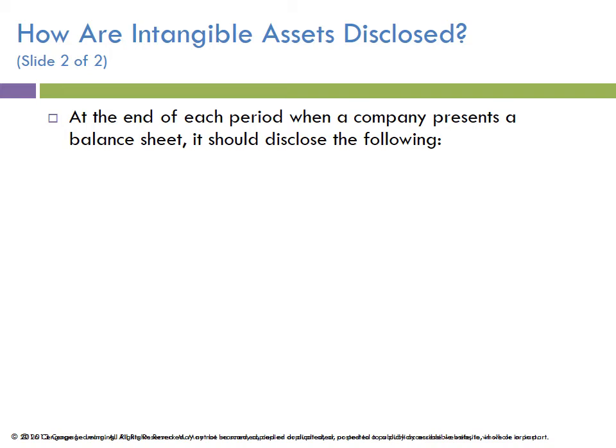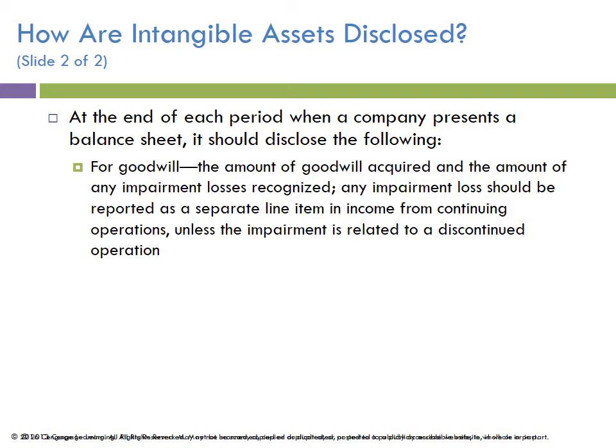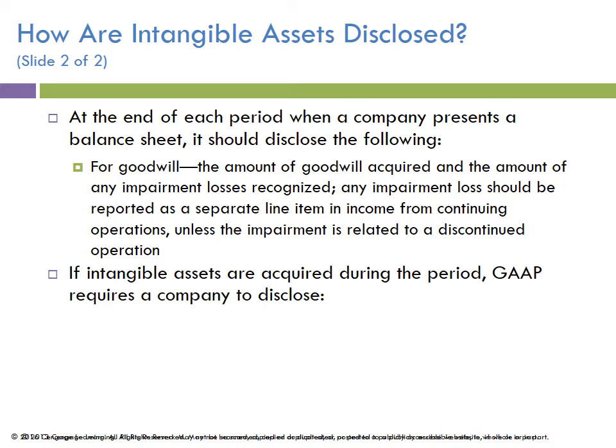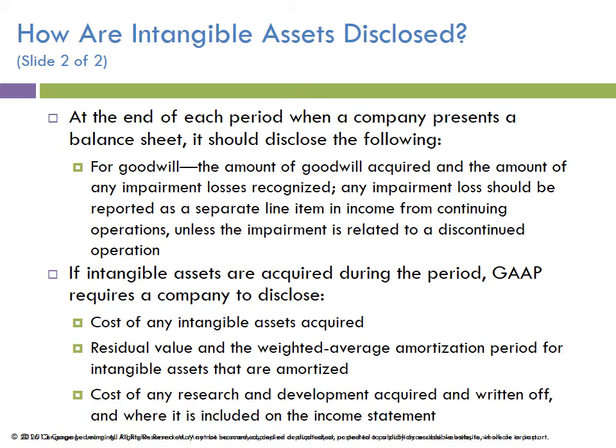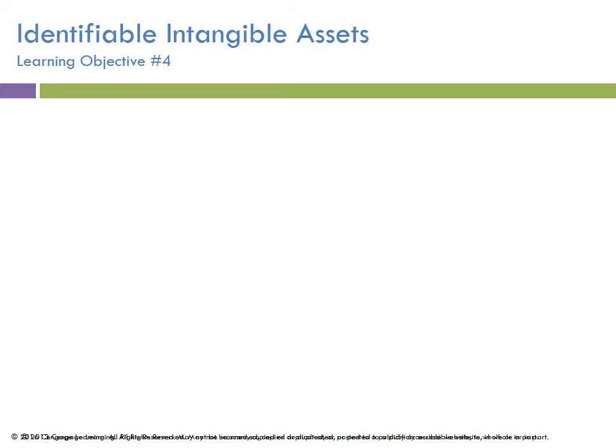It should also disclose for goodwill the amount of goodwill acquired, losses due to impairment, and show the loss as a separate item in continuing operations. If intangible assets are acquired during the period, GAAP requires the cost to be disclosed, residual value, and the weighted average amortization, and cost of any research and development acquired and written off when it's included in the income statement. So on pages 1212 and 1213, there is an example of a company's information on intangible assets.